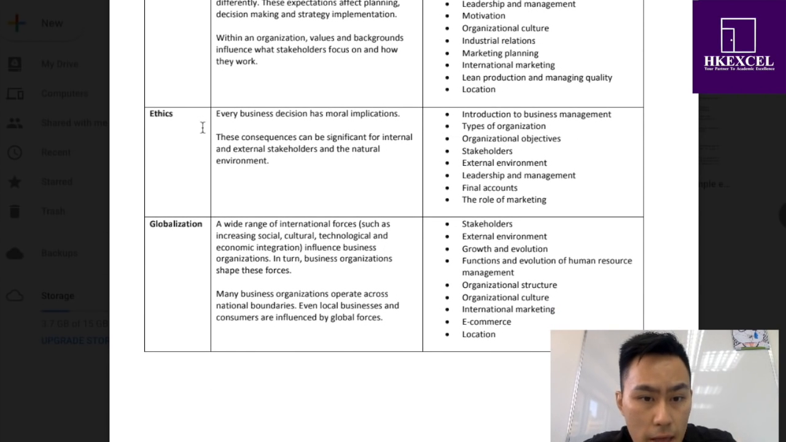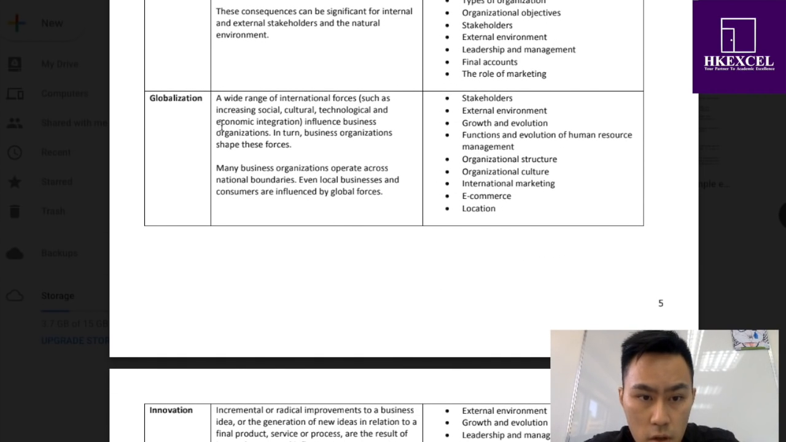And also for ethics, this is more about moral implications. You can talk about the stakeholders and also the external environment. For example, right now a hot issue would be global warming, right? And also the way you deal with carbon dioxide. That is the thing you need to talk about.